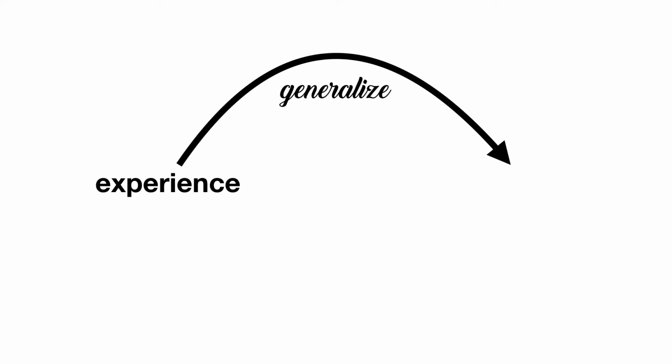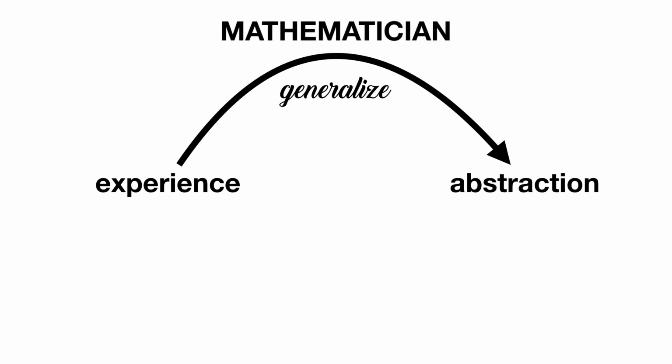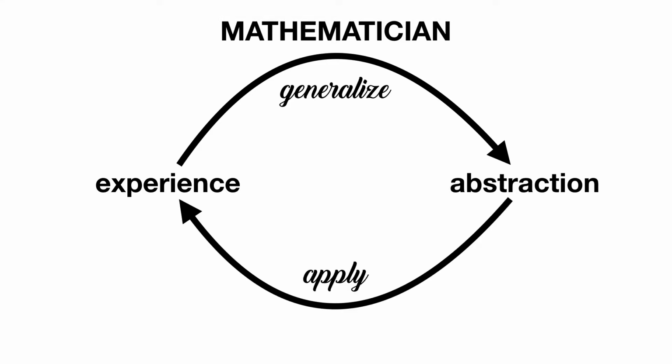This is the mathematician-engineer cycle. Starting with an experience or experiences, we try to generalize what we see to make an abstraction. This is what a mathematician does. If we start with an abstraction, like a formula, and apply it to a situation, then that is what an engineer does.